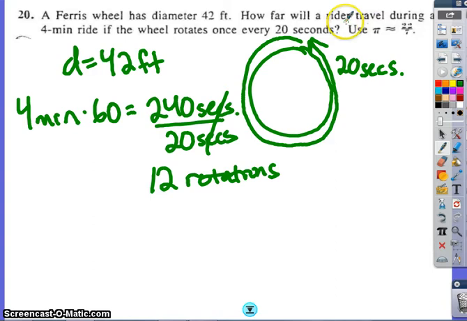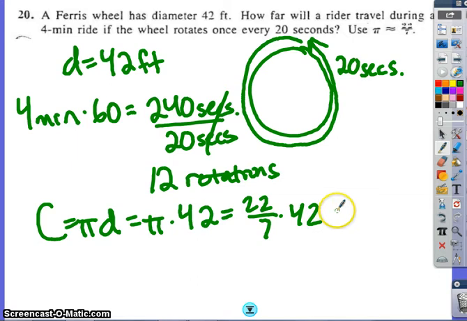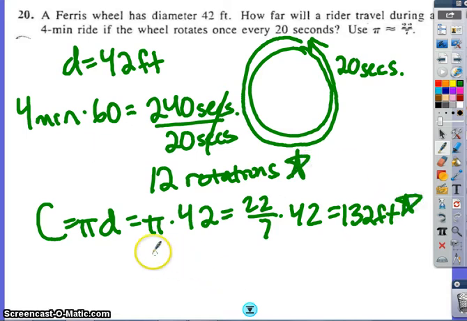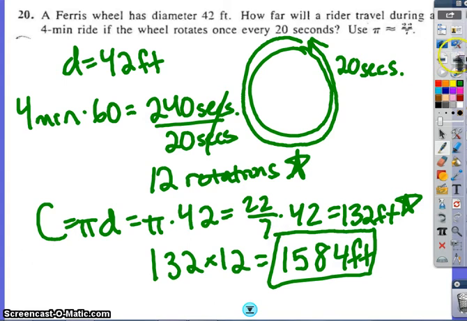Now, if you're talking about how far you're going to travel, you're talking about a distance, and the distance around a circle is a circumference. So we're going to find the circumference, and I'm going to do pi times d just because we were given a d. So that makes it pi times 42. They told us pi was going to be 22 over 7, so times 42 is going to give us 132 feet for one rotation. Now we have to bring this idea and this idea together, and we have to take 132 times 12, and that gives us 1,584 feet in those 12 rotations, or in those 4 minutes.